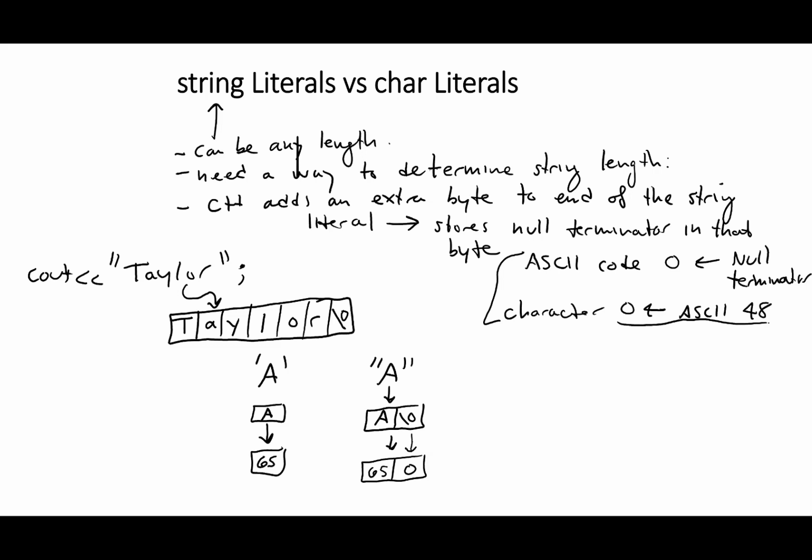So that's why if we declare a variable that's a character named letter, we can say letter equals 'A' with the single quotes, but we'll get a compilation error if we say letter equals "A", because this is a string, so we can't do this.